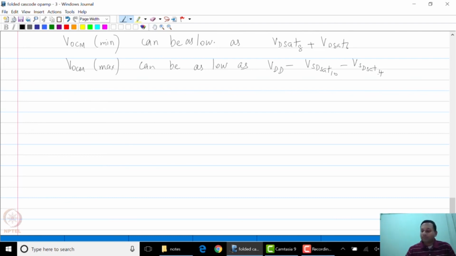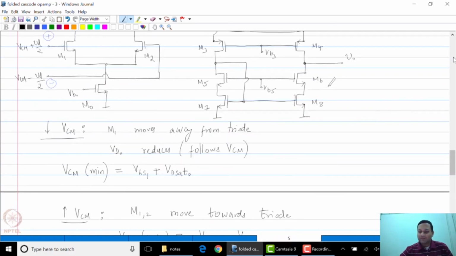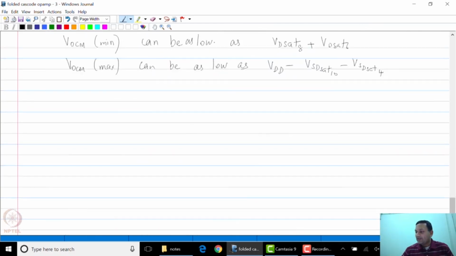And now let us look at the other parameters of this op amp. We have looked at the input common mode range, we have looked at the output common mode range, and we have looked at the gain, and we have looked at the frequency response. So the other two parameters that we are interested in are the noise and offset of the folded cascode op amp.